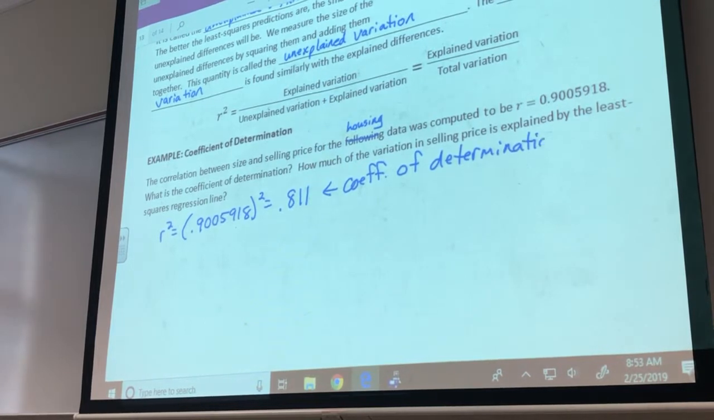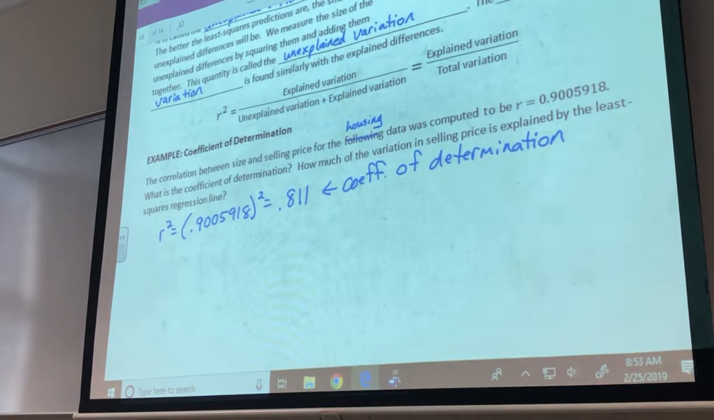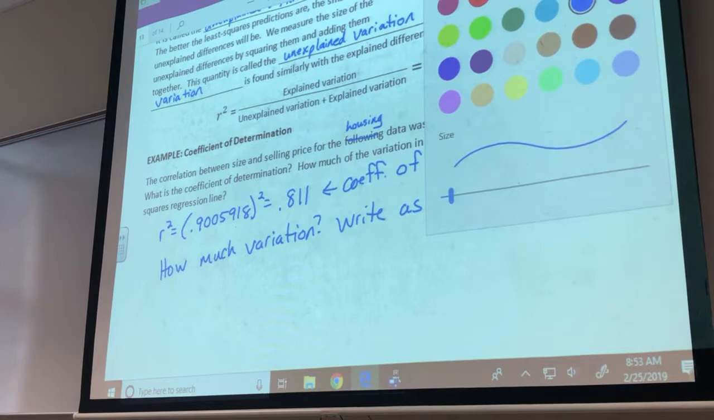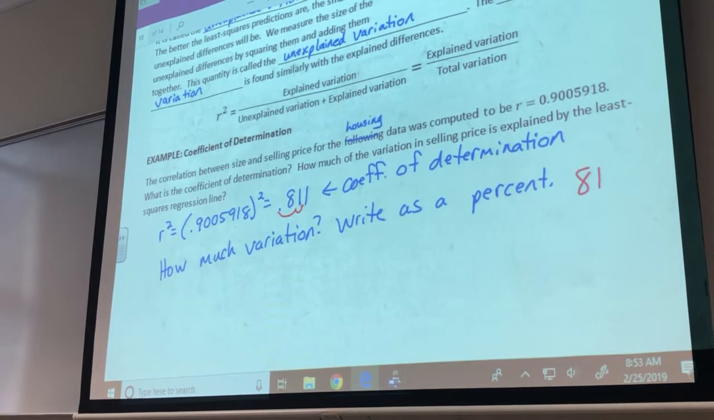And then the second part they'll ask you is how much of the variation is explained by the least squares regression line. That's the same thing as your coefficient of determination, but this one they want you to write as a percent. So you're going to take your answer for part A, your coefficient of determination, and move the decimal over 2 places, and you're going to get 81.1%.